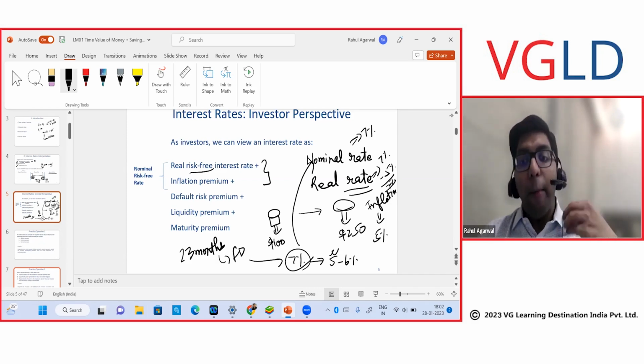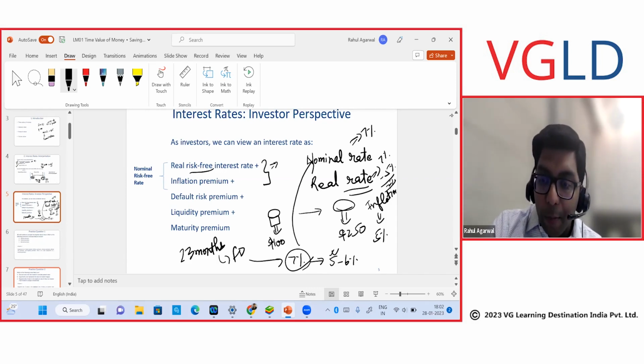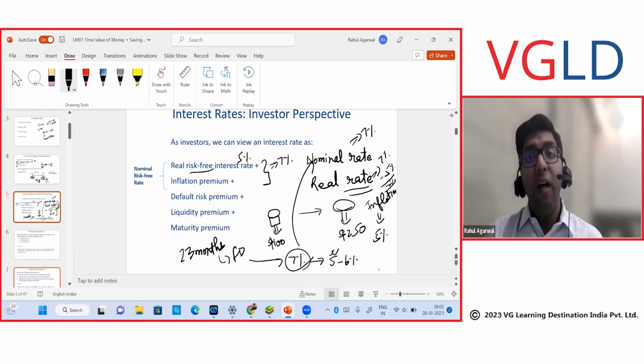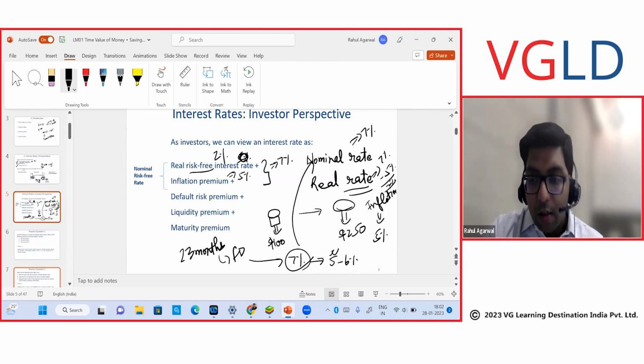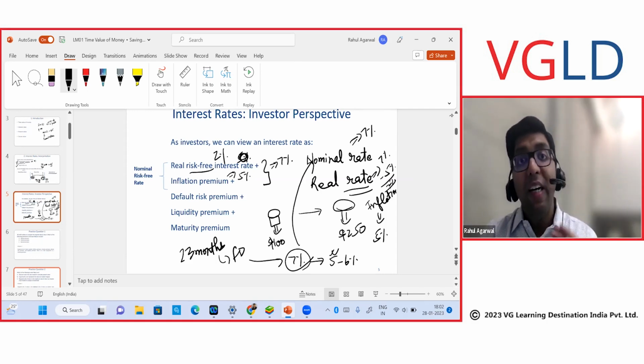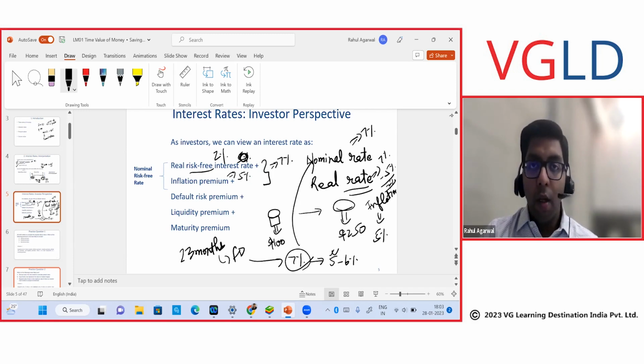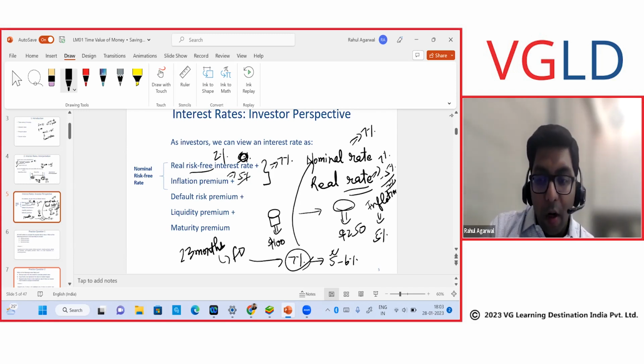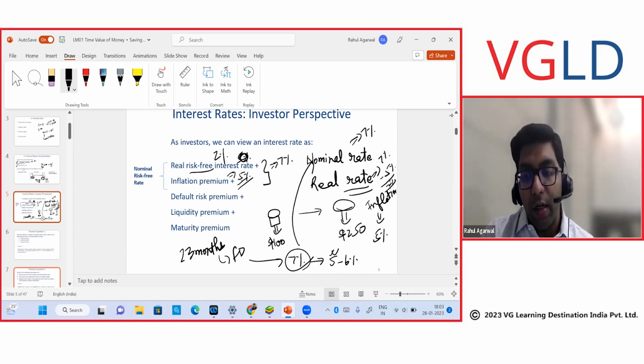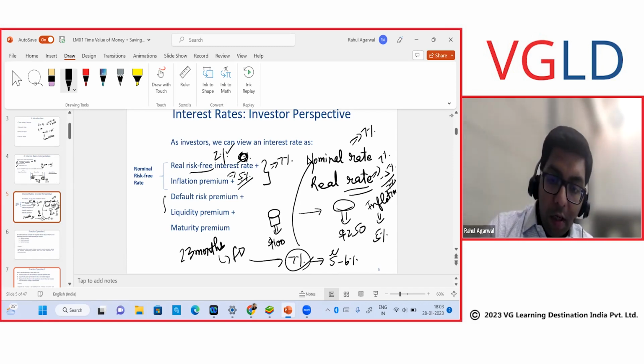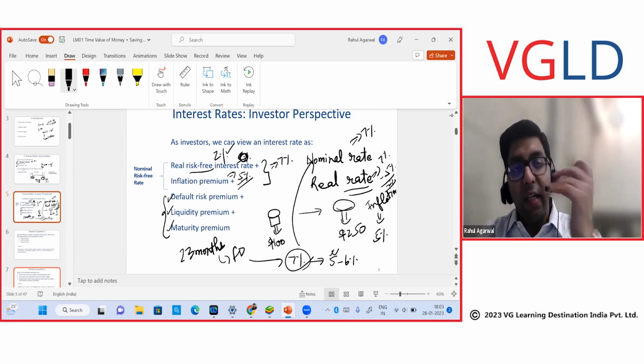Basically, when I'm lending to Ambani or Adani, if the rate is suppose 7%, 5% is inflation, the rise in price of goods and services, and 2% is the real risk-free rate. Why risk-free? Because I am lending it to, suppose, the government of India. Let's keep it this way. Government of India is risk free, right? So if the government of India is giving us 7%, 5% is inflation, 2% is the real risk-free rate of return. So what is the rest which is being added here? Default, liquidity, maturity. Let's understand this one by one.